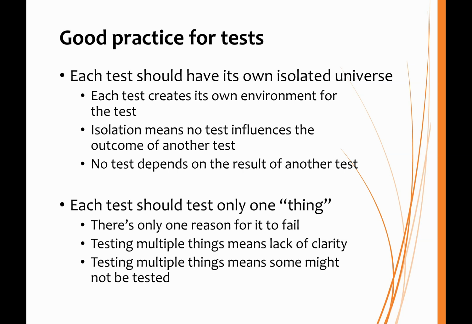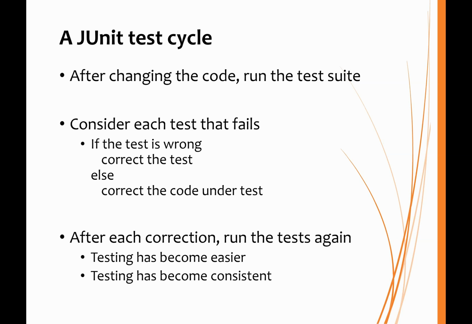When we're using JUnit, there's this test cycle that we would go through. Before and after changing the code, we would run the test suite. Then, for each test that fails, we will consider first, is the test wrong? If it is, correct the test, and then run the test suite again. If the test is fine, then the problem is in the code that we're testing, in which case we need to correct that code that is under test, and then we run the tests again.